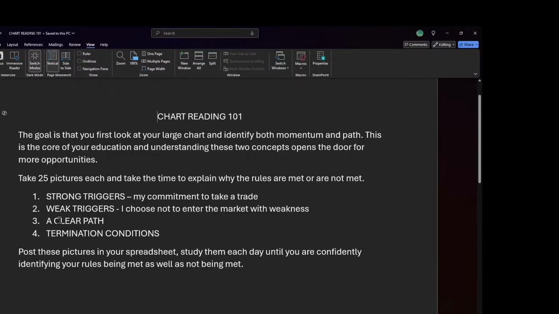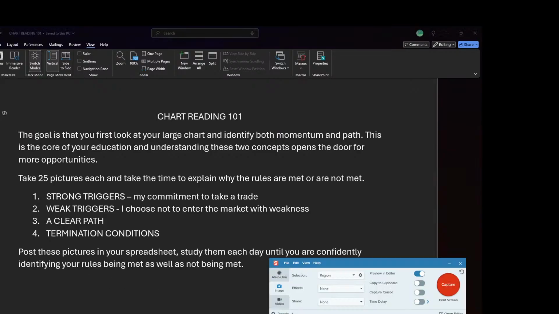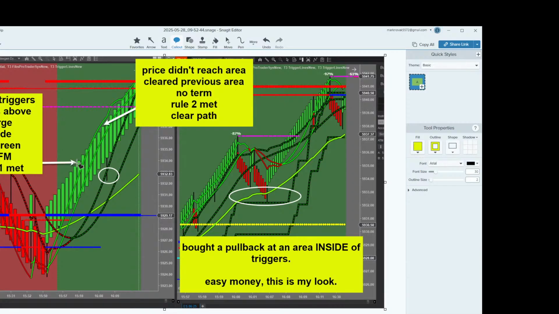Take 25 pictures of a clear path. Take 25 pictures of a termination. And do it the way we did it here. Draw an arrow to those strong triggers. Talk about it on the chart. This is exactly what I'm looking for. Talk about why that's a clear path. Talk about why that's an entry.